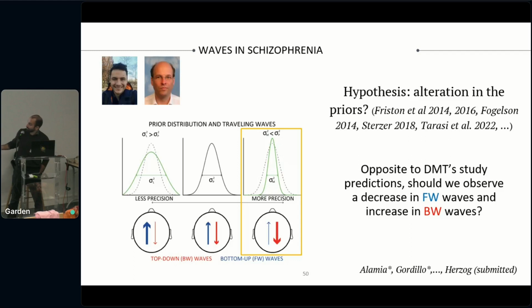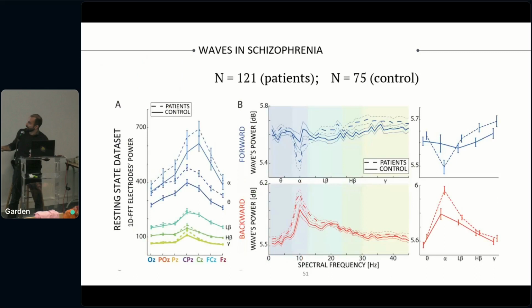So we are once again in this case. The hypothesis would be that if we compare traveling waves in schizophrenic patients and in healthy controls, we should see more top-down waves in the schizophrenic population than in the healthy controls, and fewer forward waves in the alpha band. So we collaborated together. They kindly shared their data again, and here is what we found. Here I should have shown it little by little, but sorry, let's just go step by step.